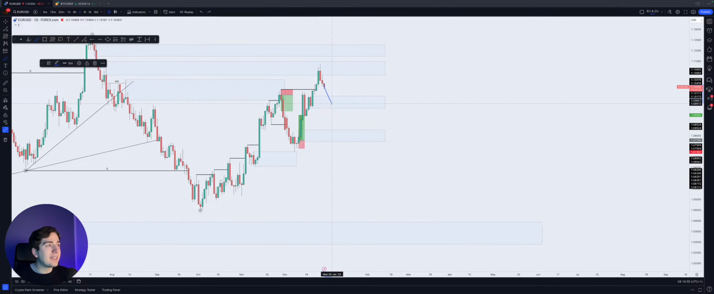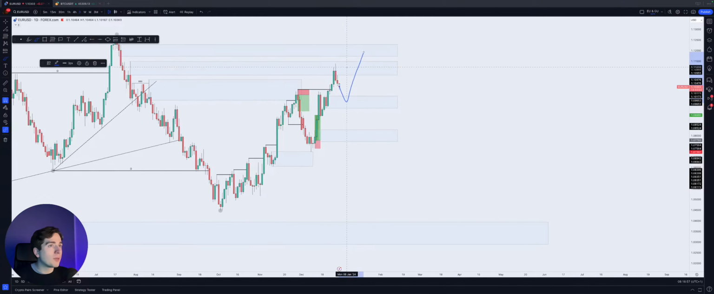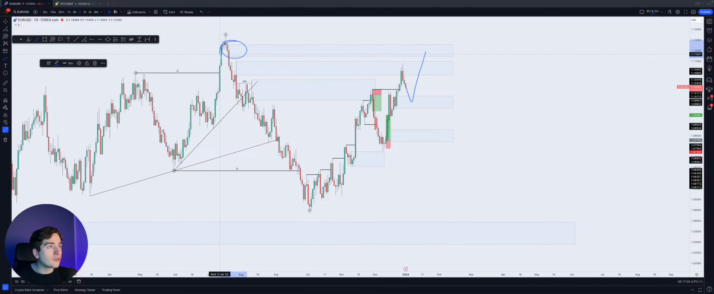Then from that daily area of demand, let's see, are we going to move in towards this extreme area of supply and then see that bearish momentum come in towards the market, kind of form this ascending channel or ascending wedge, which is a high probability pattern for potential correction or further downside continuation on the daily?